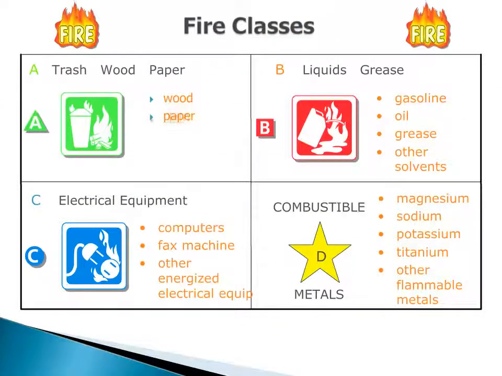Fire classes. Class A: trash, wood, or paper, etc. Class B: liquids, oils, gasoline, grease, other solvents, etc. Class C: electrical equipment, computers, fax machines, other energized electrical equipment. Class D: combustible metals, magnesium, sodium, potassium, titanium, other flammable metals.